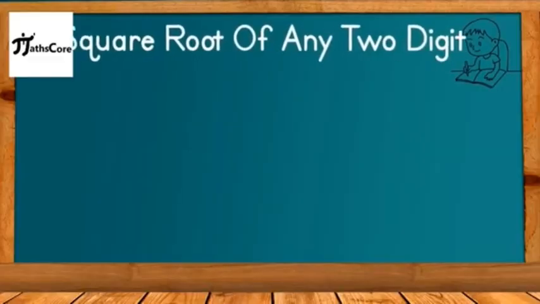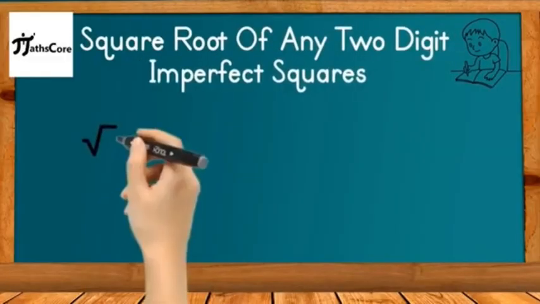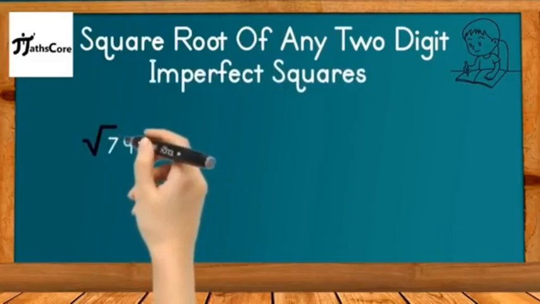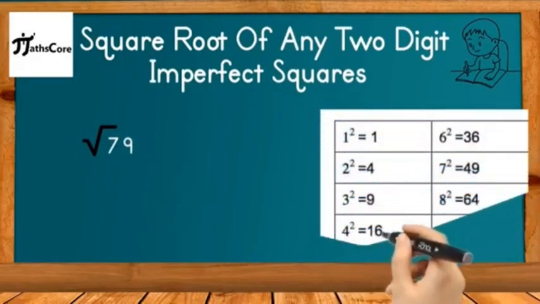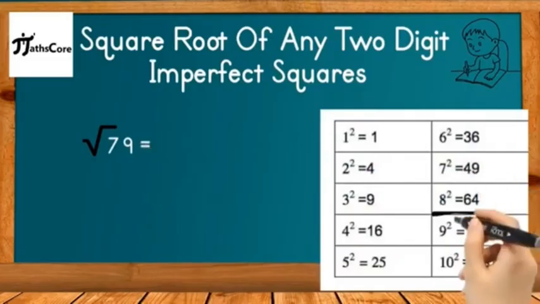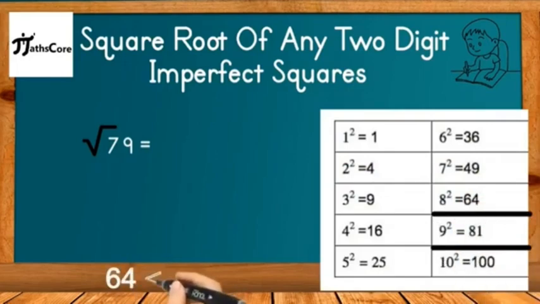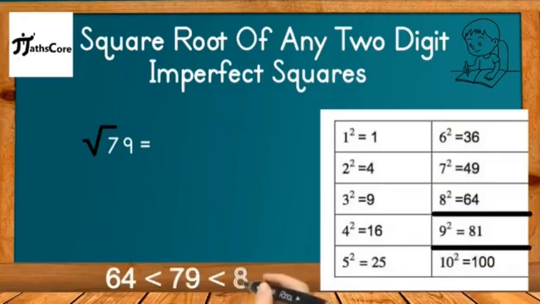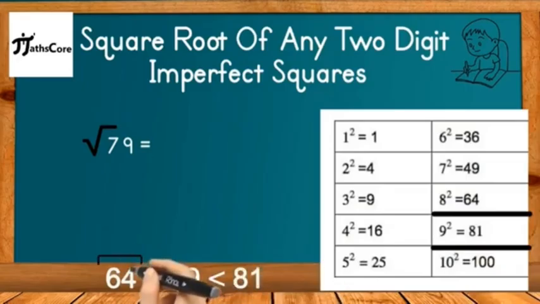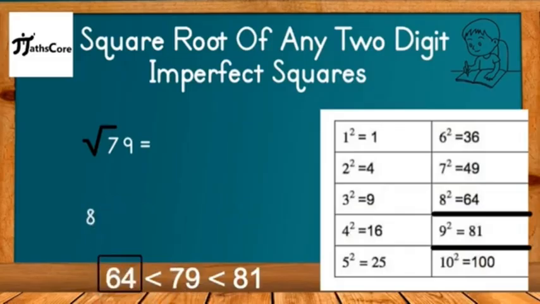Next example is square root of 79. Now to find out the square root of 79, first of all write down the squares of 1 to 9 here. Now let us find out between which two perfect squares this 79 lies. So here is the answer. 8 square is equal to 64 and 9 square is equal to 81. So you can see that 79 lies between 64 and 81. Now take the perfect square less than 79, which is 64, and the square root of 64 is 8. So write down 8 here.